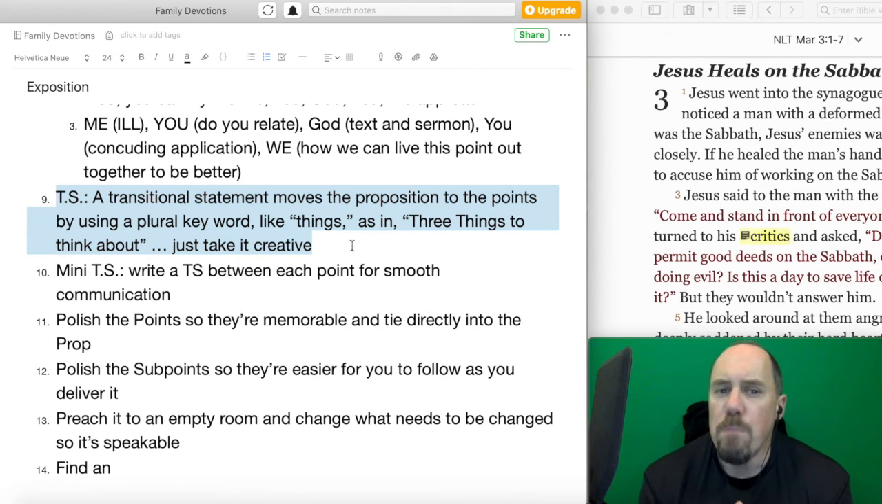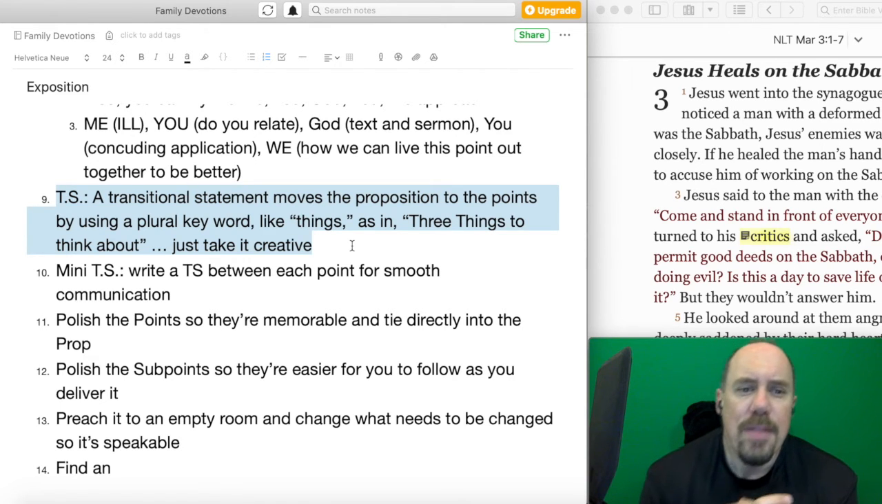The transitional statement moves from the proposition to the points by using a plural keyword like things, as in 3 things to think about. Just make it creative, not like that. So believe in love. Is that it? Yeah, believe in love. Listen, there are 3 ways that you need to believe in love. Something like 3 ways. That would be the plural keyword, ways. That's pretty pathetic, but anyways, that's the transitional statement.